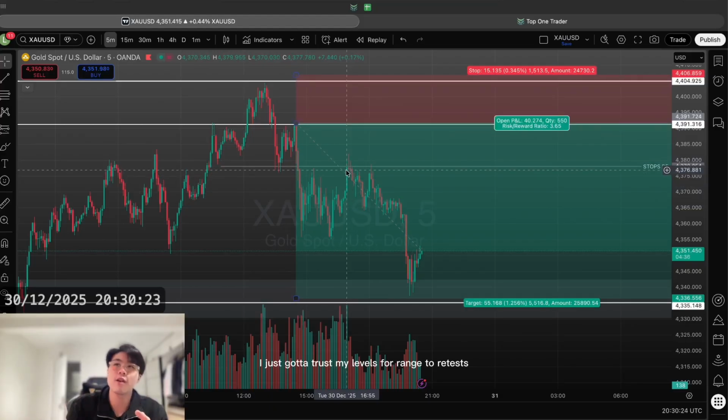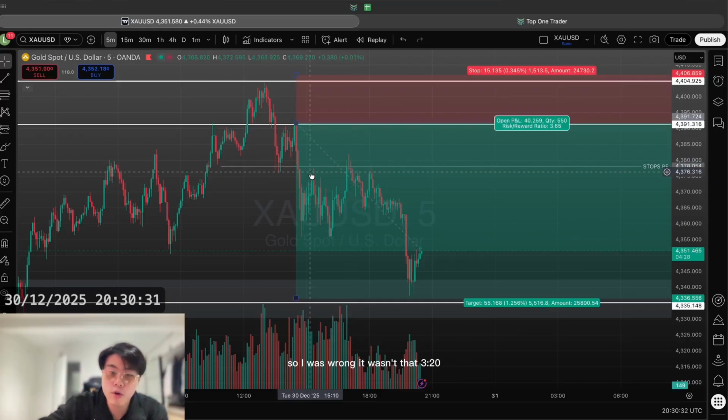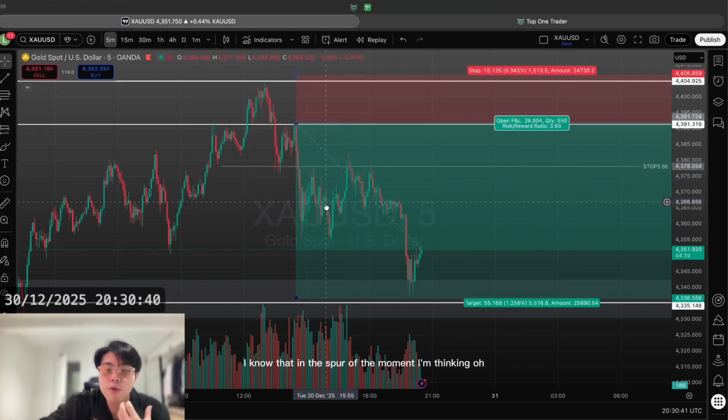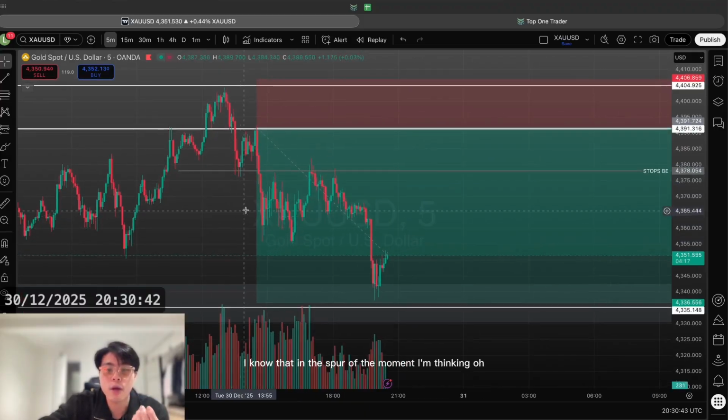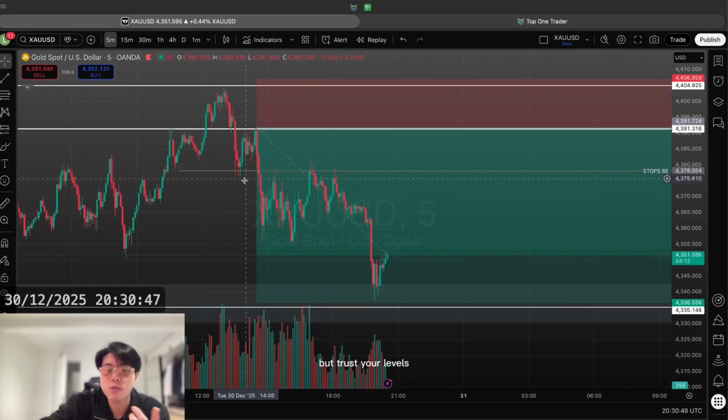I just got to trust my levels for range 2 retests because I actually would have gotten validated at that 5 p.m. candle. So I was wrong. It wasn't that 320. I shouldn't have just said, yeah, whatever, it's not right. Price action came back up. I know that in the spur of the moment, I'm thinking, oh, price action's actually grabbed liquidity, you're pushing up. This could be coming back up, but trust your levels.